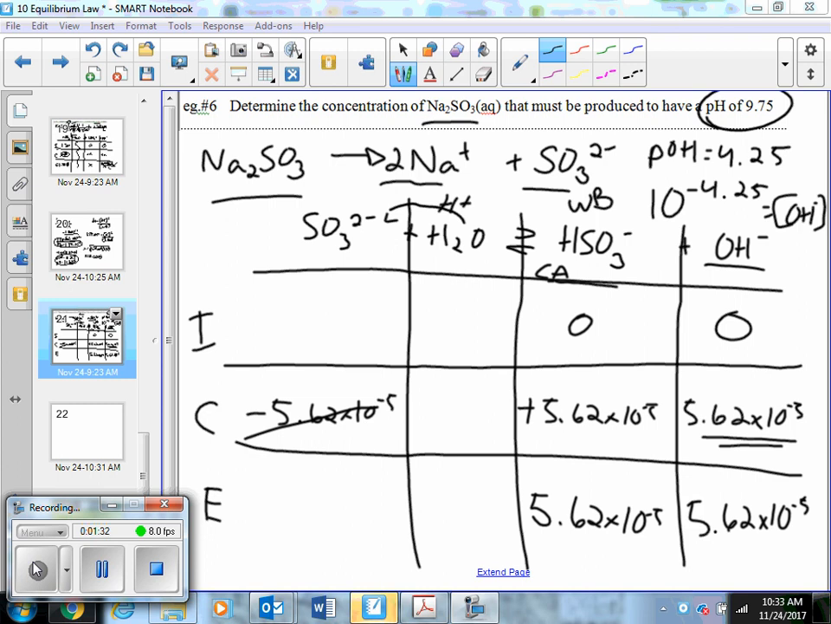So this time our unknown, or the thing that we're looking for, is the initial concentration of the weak base. And we can omit water from the ice table. So I'm looking for what that concentration is initially, which will be equivalent to the equilibrium because that change is so small. So this time we're setting it up to solve for the concentration of the weak base.